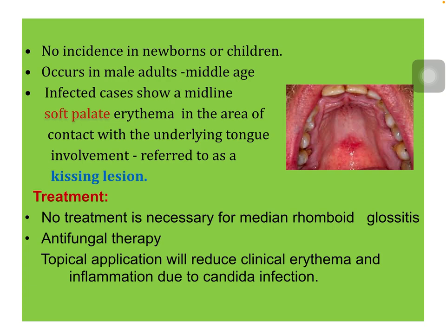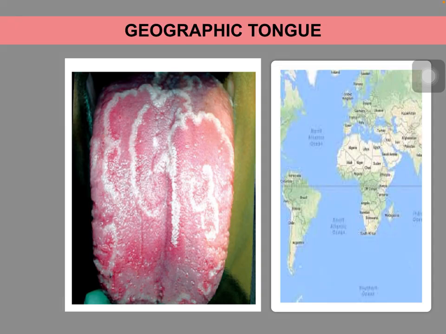Infected cases show midline soft palate erythema in the area of contact with the underlying tongue lesion. It is referred to as a kissing lesion. Treatment includes antifungal therapy. A topical application will reduce clinical erythema and inflammation due to Candida infection.